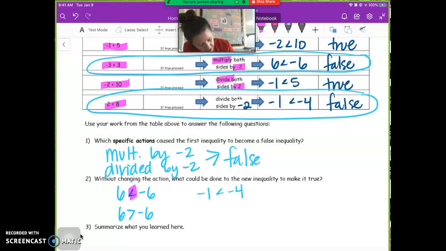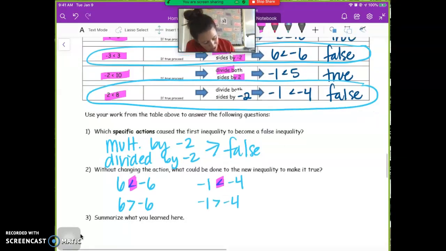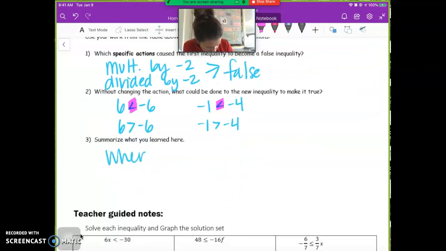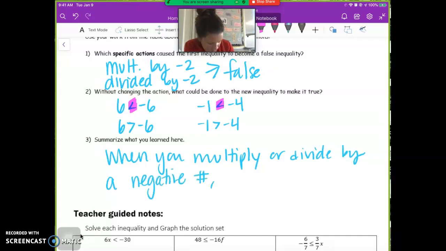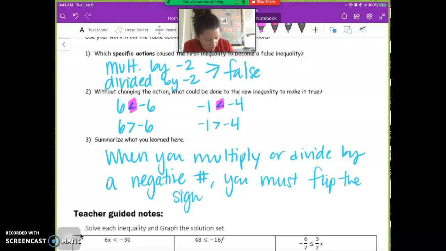Okay, let's see if it works for the other one. Negative 1 is less than negative 4. That was my false statement. So if I change this around, is negative 1 greater than negative 4? Yep. Okay. So summarize what I learned. When you multiply or divide by a negative number, you must flip the sign to make the inequality true.